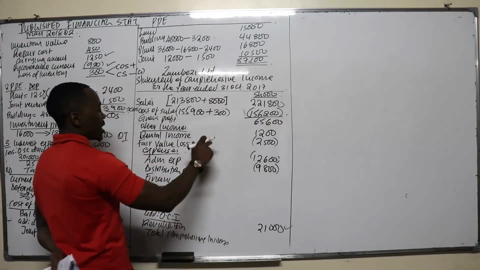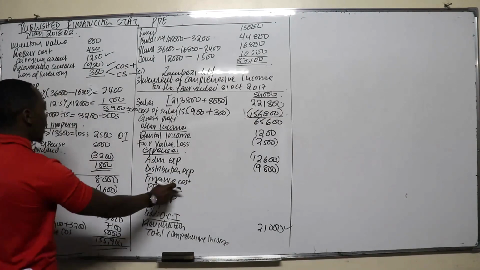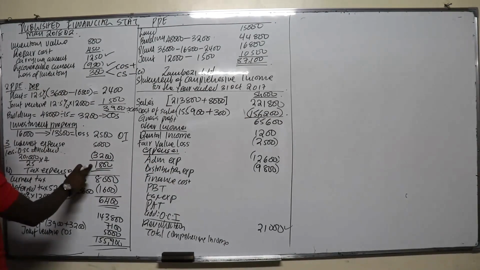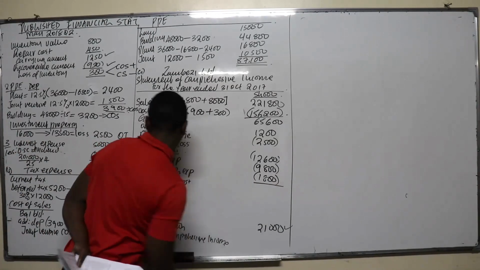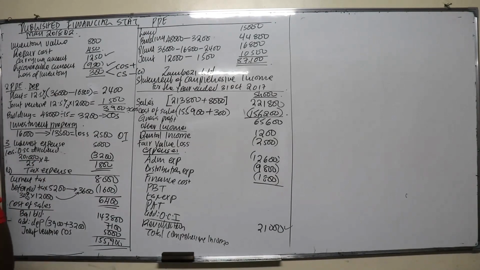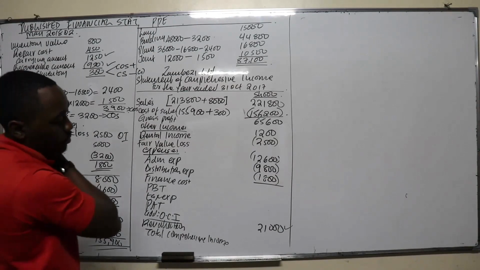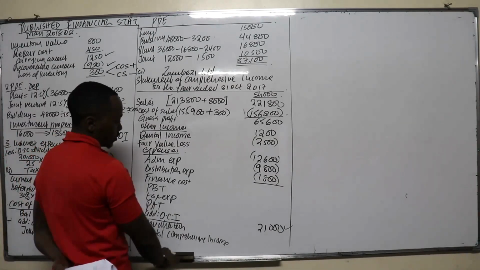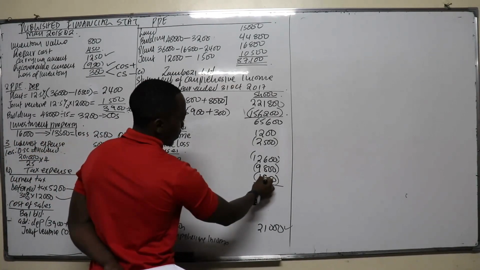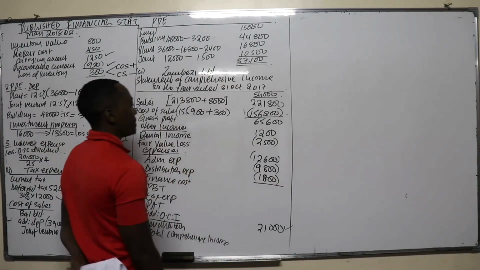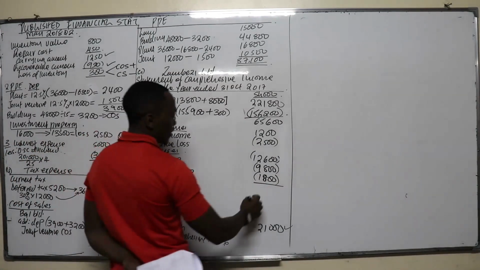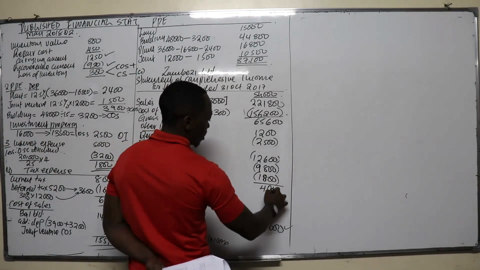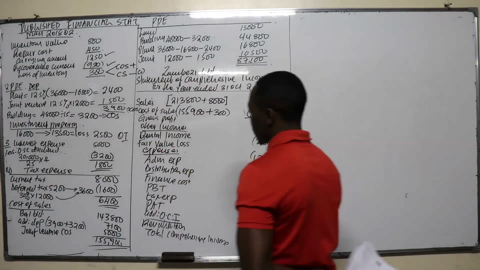So we have other incomes. I have rental income, fair value loss, admin distribution. Then you have finance cost. So finance cost is 1,800. So now give me the profit before tax. 4,100. Then you deduct tax expense.